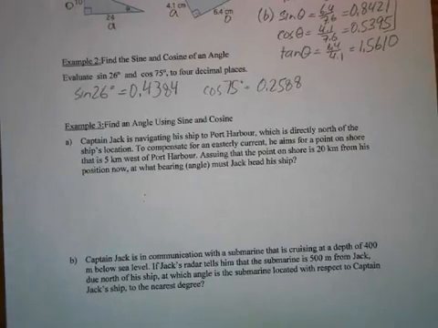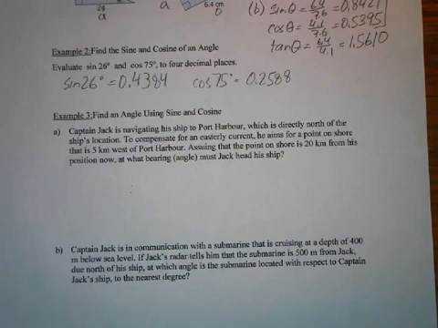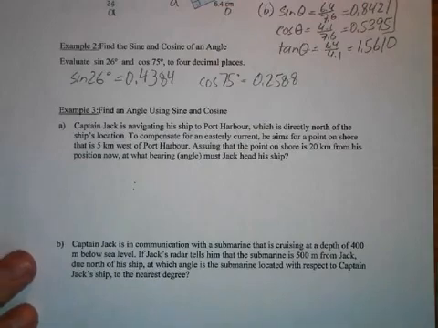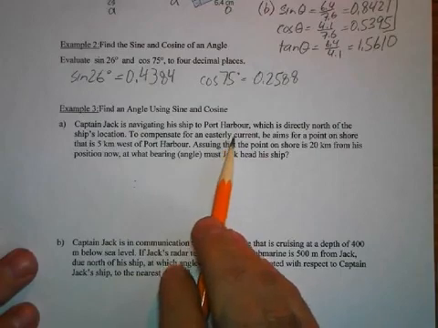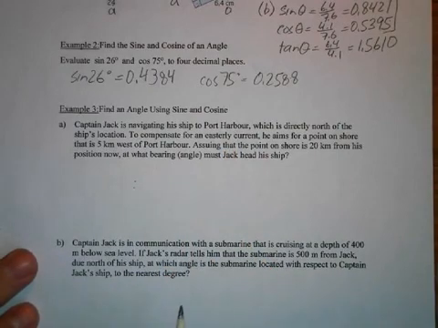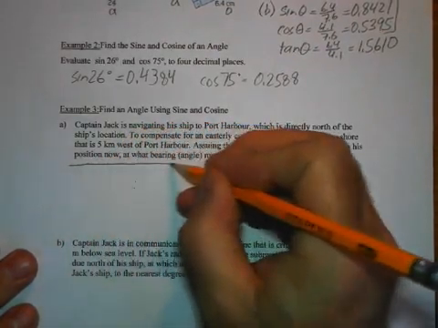Lots of word problems with trigonometry, but the good news is they all involve triangles, and they're not all that difficult in terms of the math. Captain Jack is navigating his ship to Port Harbor, which is directly north of the ship's location. To compensate for an easterly current, he aims for a point on shore that is 5 kilometers west of Point Harbor. So the hardest part about these is just drawing the situation.